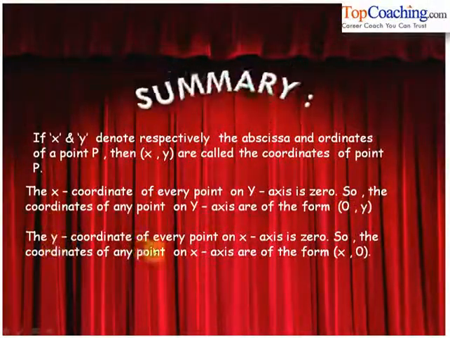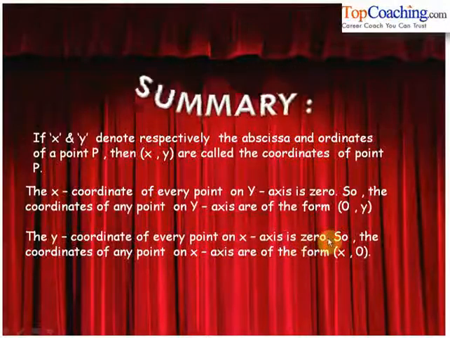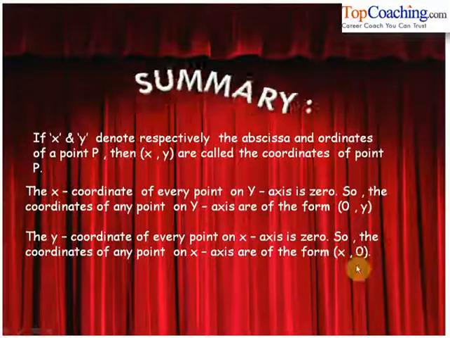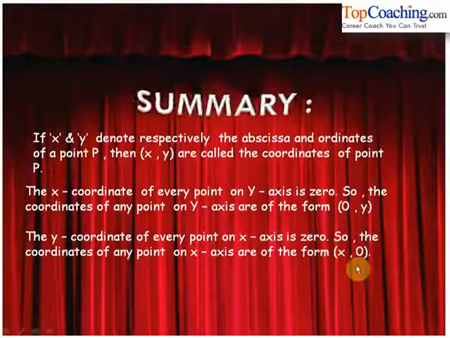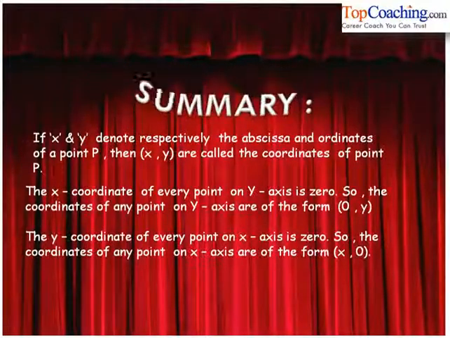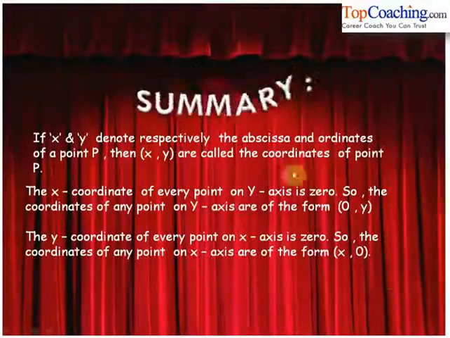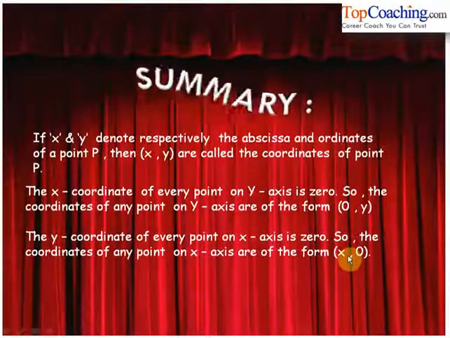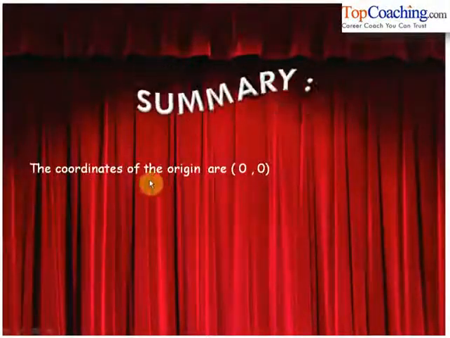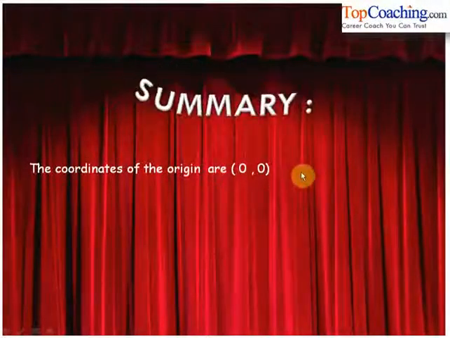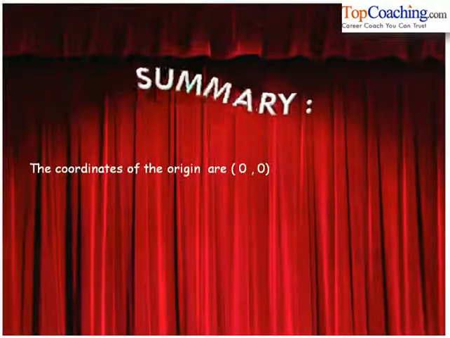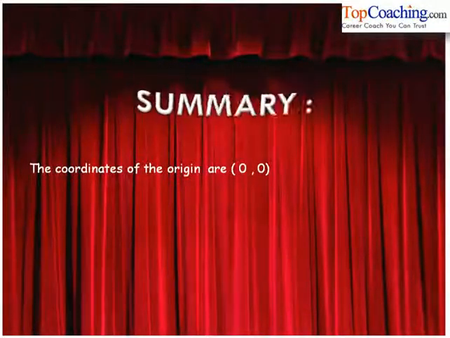Similarly, the y-coordinate of every point on the x-axis is 0. So the coordinates of any point on the x-axis are of the form (x, 0). So if we have any point on the x-axis, then the y-coordinate or the ordinate of such a point would always be 0. Therefore, any point on the x-axis could be written in the form (x, 0). The coordinates of the origin are (0, 0). The origin is the point of intersection of the x-axis and the y-axis, and its coordinates are (0, 0).